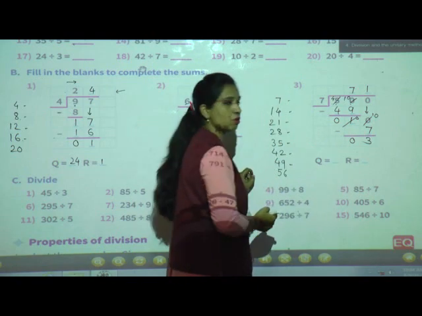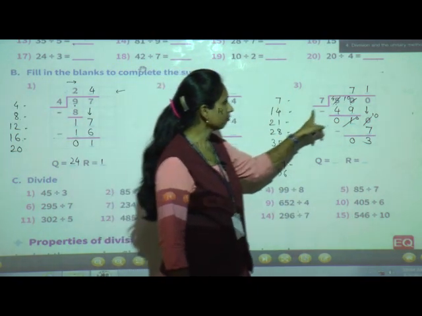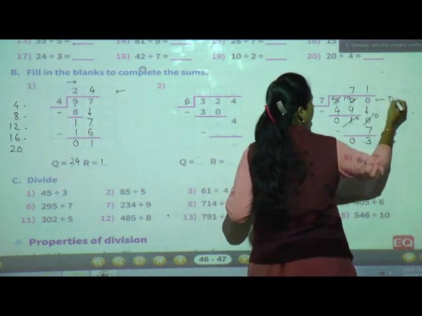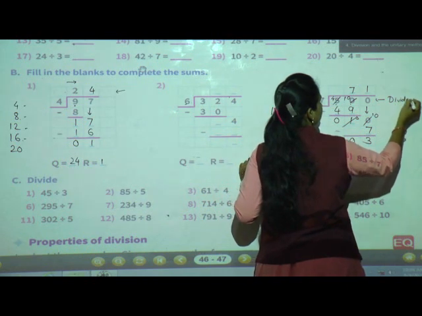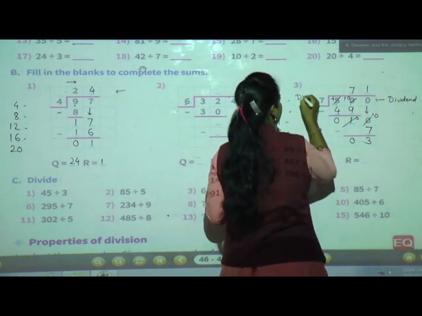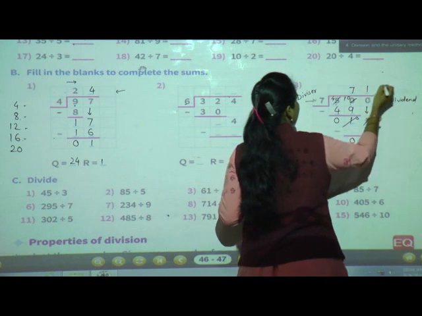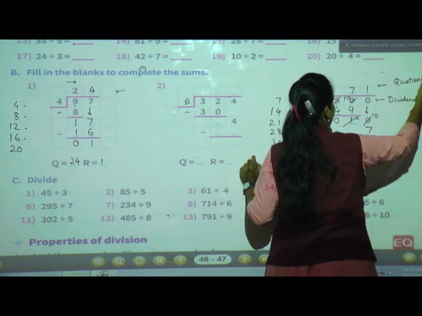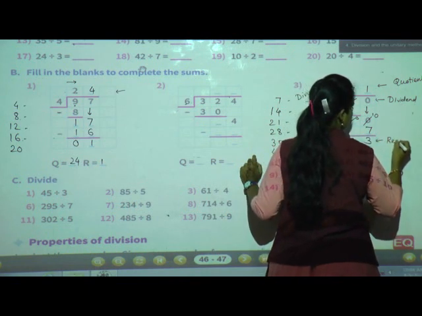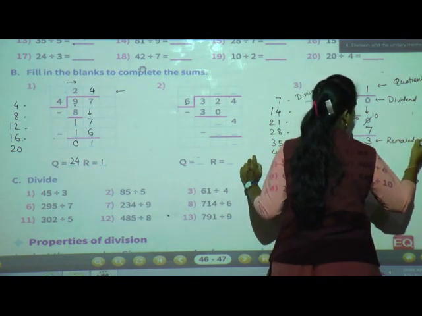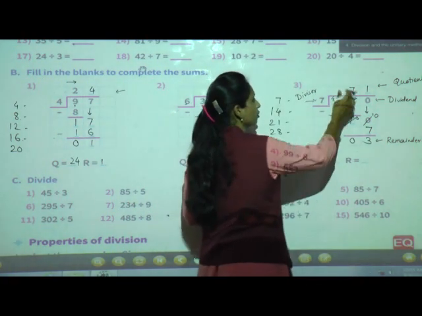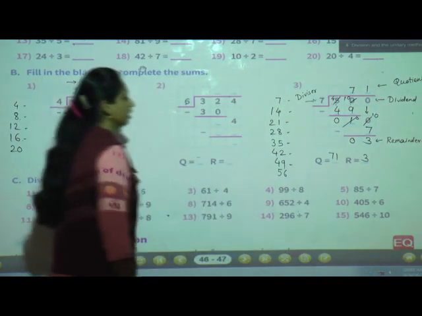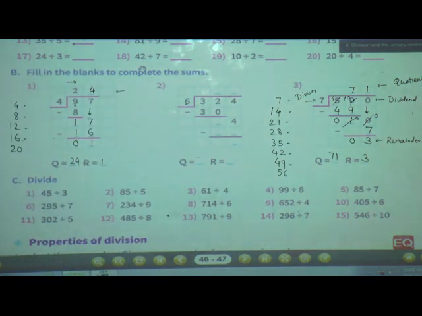Okay. Now tell me what is the quotient in this sum? Yes, 71. See, once again I am telling you, this 500 is what? Dividend. This 7 is what? Divisor. And this 71 is what? Quotient. And the 3 is the remainder. So quotient is 71, remainder is 3. Got it? All this you have studied in grade 3.